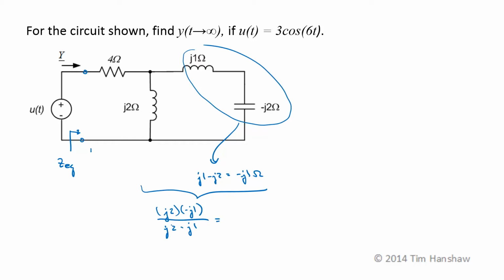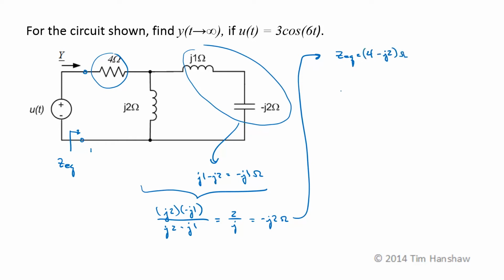That's easy to do in rectangular coordinates. j times negative j is just 1, so this becomes 2 over j. If I move the j into the numerator, that changes its sign, so this is minus j2 ohms. So this 4 ohm resistance is in series with that, so the equivalent impedance, Zeq, is 4 ohms minus j2 ohms. So now Y is the input phasor U over 4 minus j2 ohms.